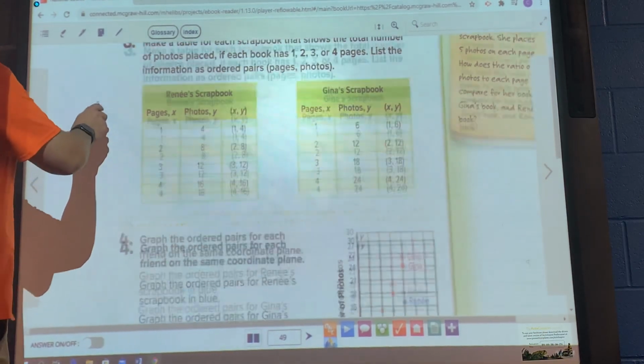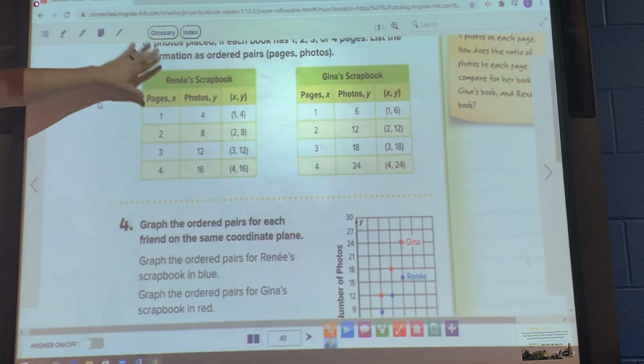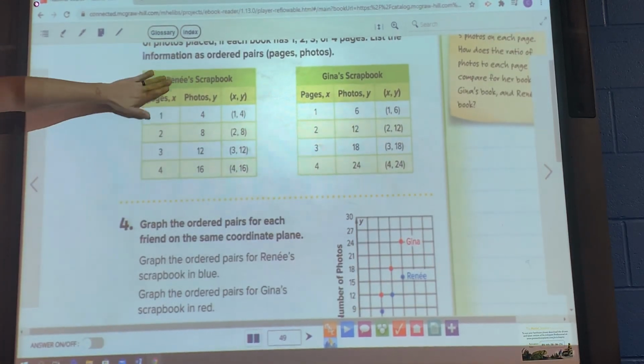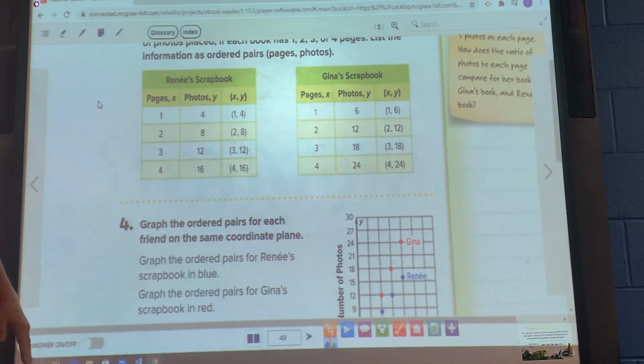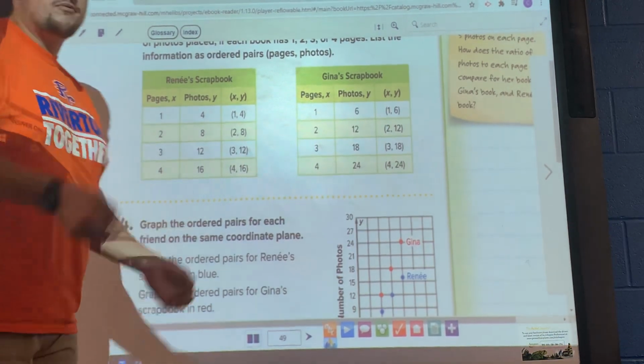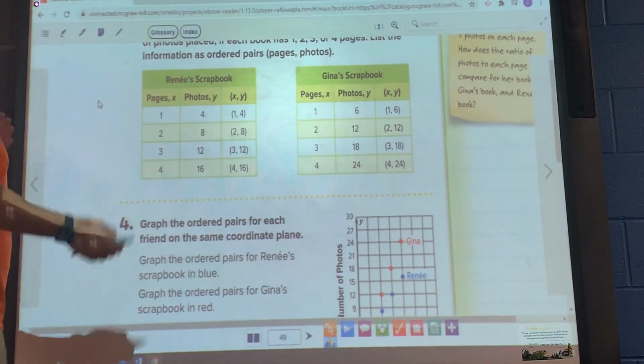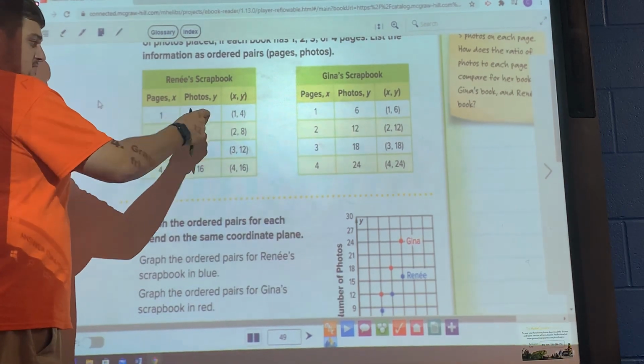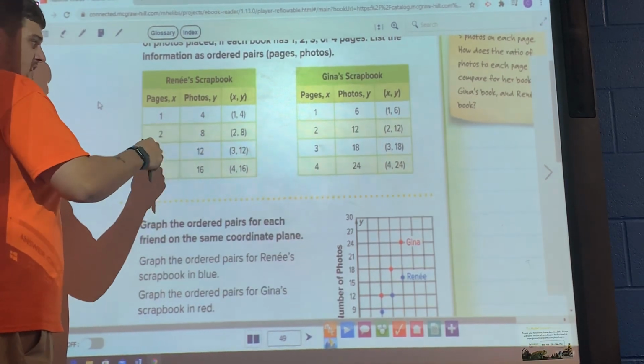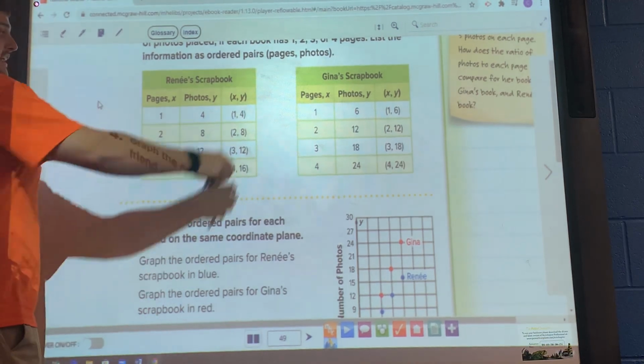So Renee's scrapbook is right here. What you would do, your axis is pages. So you would put 1, 2, 3, 4. If she's doing 4 photos on each page, that's your rate. You're going up by 4 each time. So 1 page would be 4, 2 pages would be 8 altogether, 3 would be 12, and here's your ordered pairs.